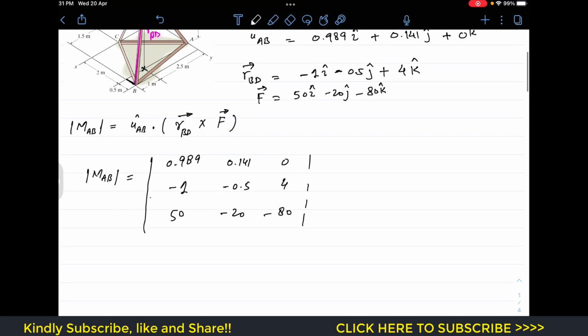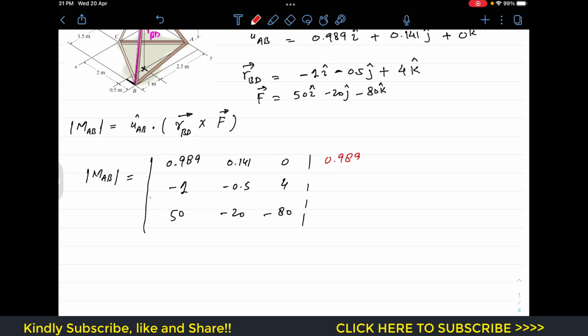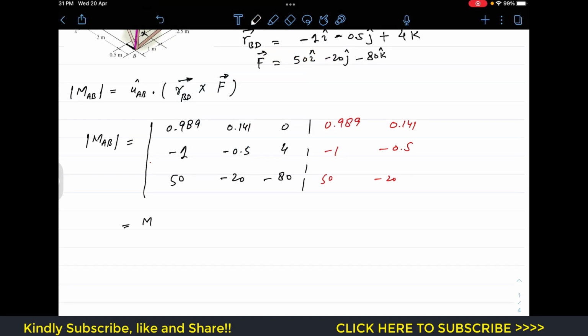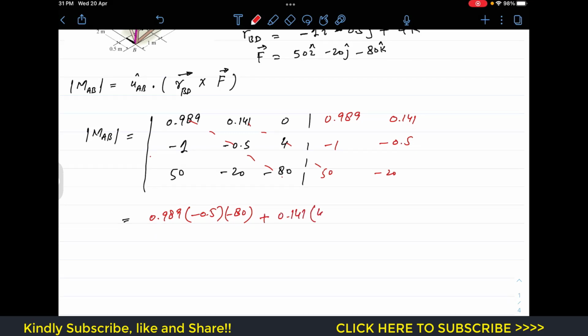Now we are going to use that unconventional method to determine the determinant of this matrix. So I will write the first two columns again: 0.989, 0.141, minus 1, minus 0.5, 50, and minus 20. So this MAB, the moment of that force F about the axis AB, will be the product of 0.989 into minus 0.5 into minus 80, plus 0.141 into 4 into 50, and then we need to multiply this.